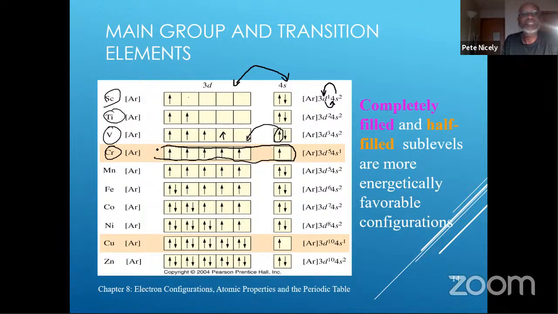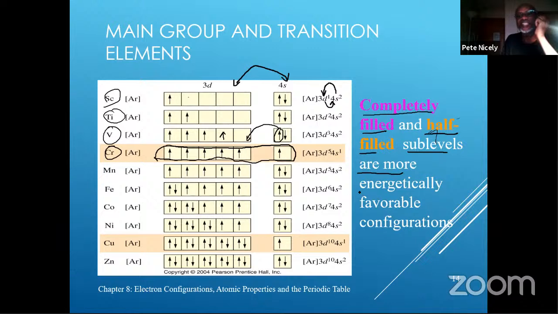Where each orbital between the 3d and the 4s sublevel are singly occupied, right? And basically that observation can be summarized in this statement right here. Completely filled, which we're going to see later on, and half filled, which is what we're discussing now, sublevels are, it turns out, more energetically favorable configurations, all right?